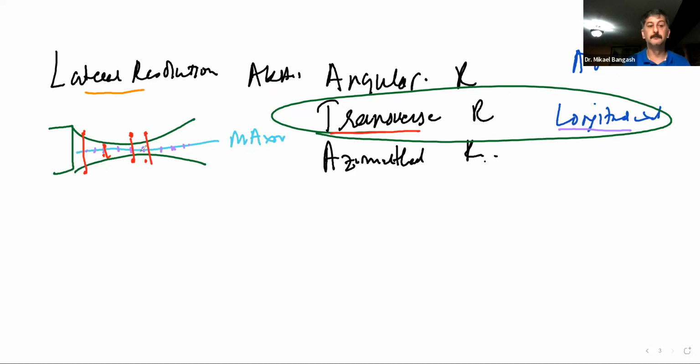Did that make sense? Angular I made as okay, just because it makes an angle. And some of you may ask me, Mike, so where did this term azimuthal come from? Well, let me be honest, I never heard of that before myself either.